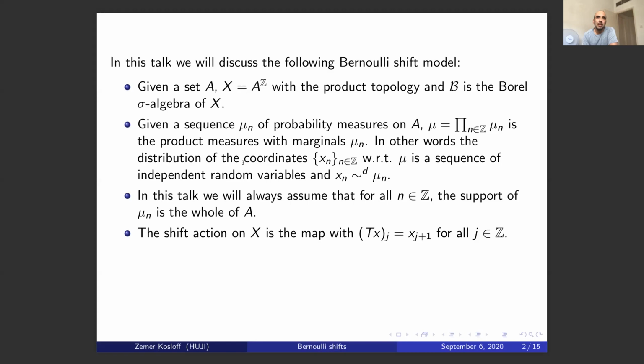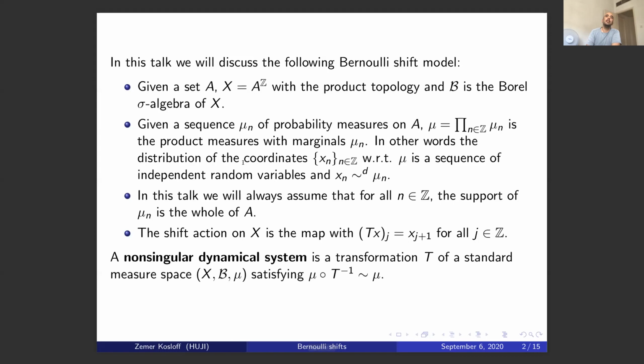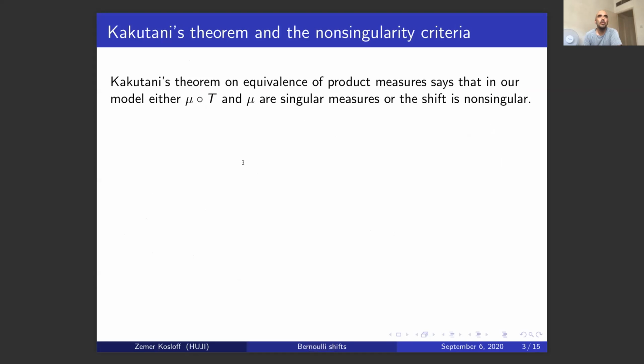And by non-singular, I mean a standard assumption when you want to study the dynamical system, one of the weaker ones, that you just assume that the push forward of mu by T is equivalent to mu, and this is what we call a non-singular dynamical system. So the first question that comes to mind is, in this Bernoulli shift model, how do we determine for which product measure the Bernoulli shift is non-singular? And this goes back to a classical theorem of Kakutani.